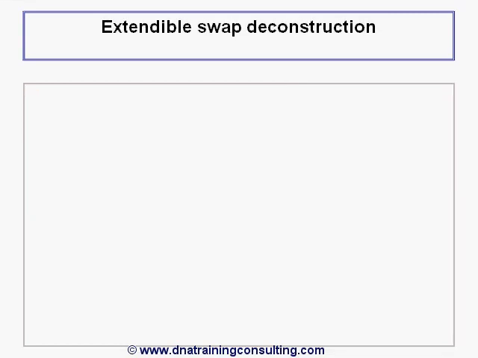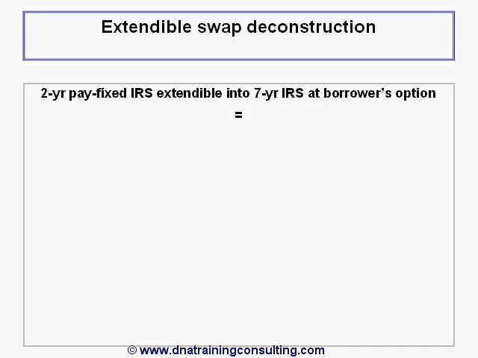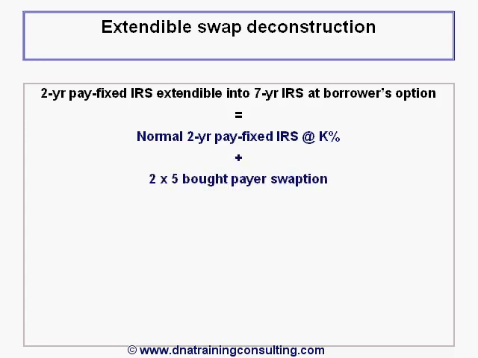We need first to deconstruct this instrument into a vanilla IRS plus or minus a swaption, and suggest we do so here by viewing this extendable swap as a 2-year off-market pay-fixed swap whose fixed leg is stated for now to pay K% per annum, to which we also attach a 2x5 payer swaption in favor of the borrower.